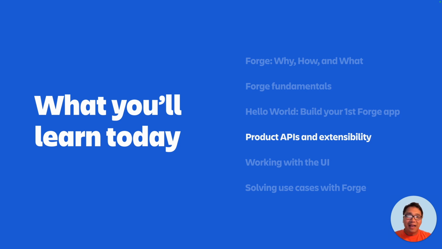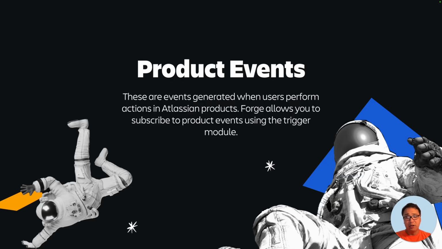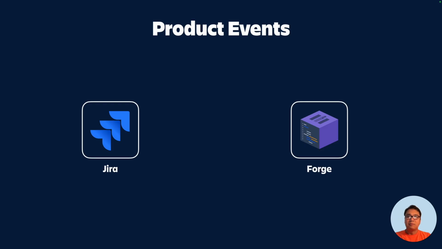We're going to add some actions and new behaviors by using product events and product APIs. First, let's explore product events. These are events that are fired when a user interacts with Jira. For example, let's say we wanted to create an automation that listens for newly created issues or performs some action when a new comment is added to an issue. These are what we call product events. Let's take a closer look.